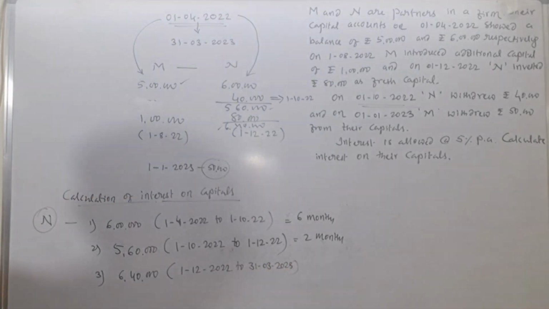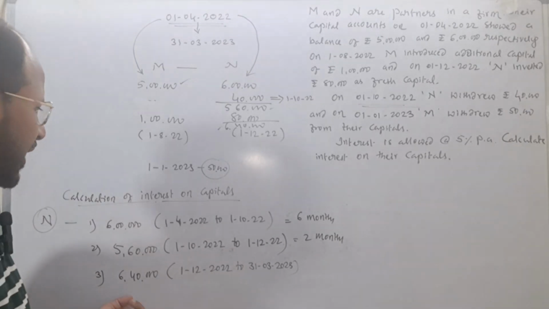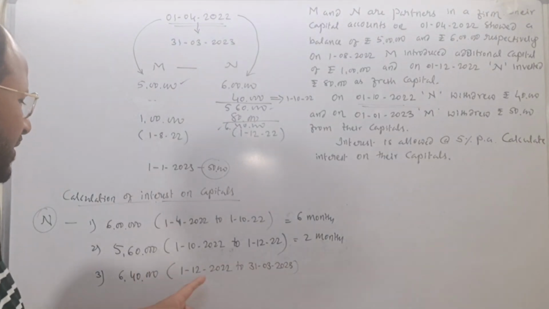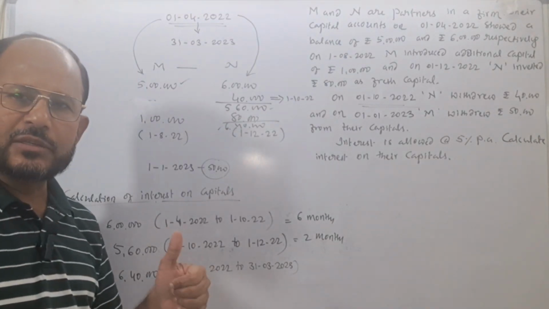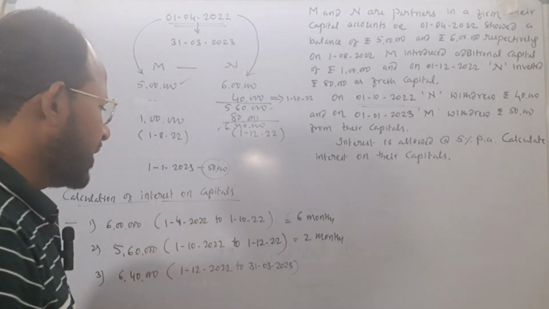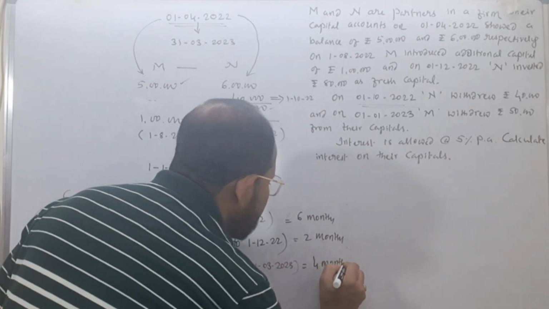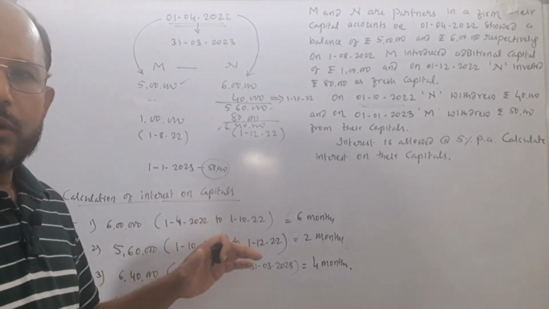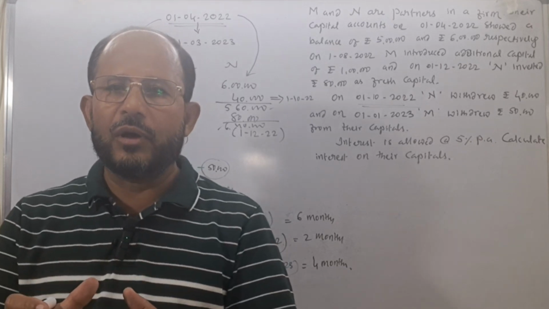See, from 1st December 2022 to 31st March 2023, this amount was there, right? 6,40,000. That is why 6,40,000 was used in the business for how many months? From 1st December to 31st March, means December, January, February and March. 4 months. That is why for 4 months we calculate interest on 6,40,000. Very simple thing is that you need to understand how many months that amount of capital was used by the business.